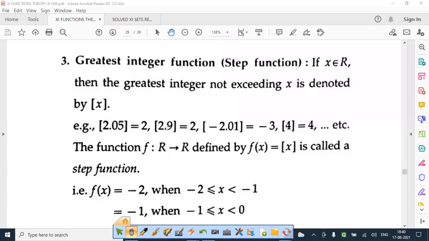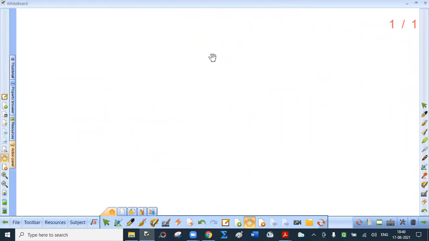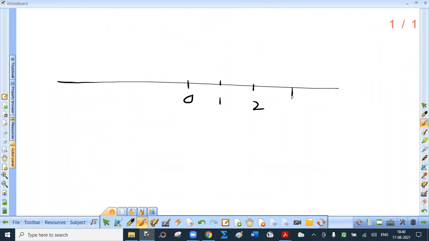What is the step value of 2.9? Greatest integer not greater than 2.9 is 2. See, the working rule is very simple. If you consider the number line, see, this is the number line: 0, 1, 2, 3, -1, -2, -3. What is the greatest integer not greater than 2.1? It is 2. See, 2.1 is here. So the working rule is simple.